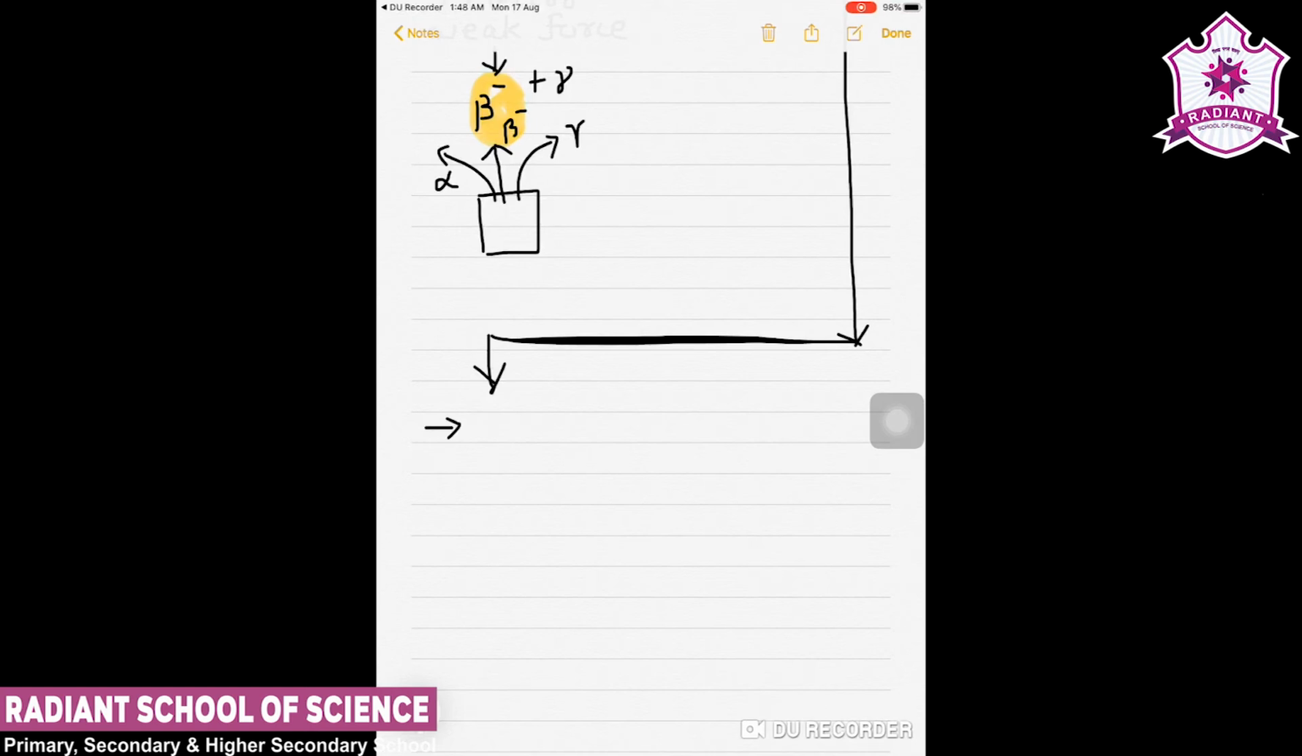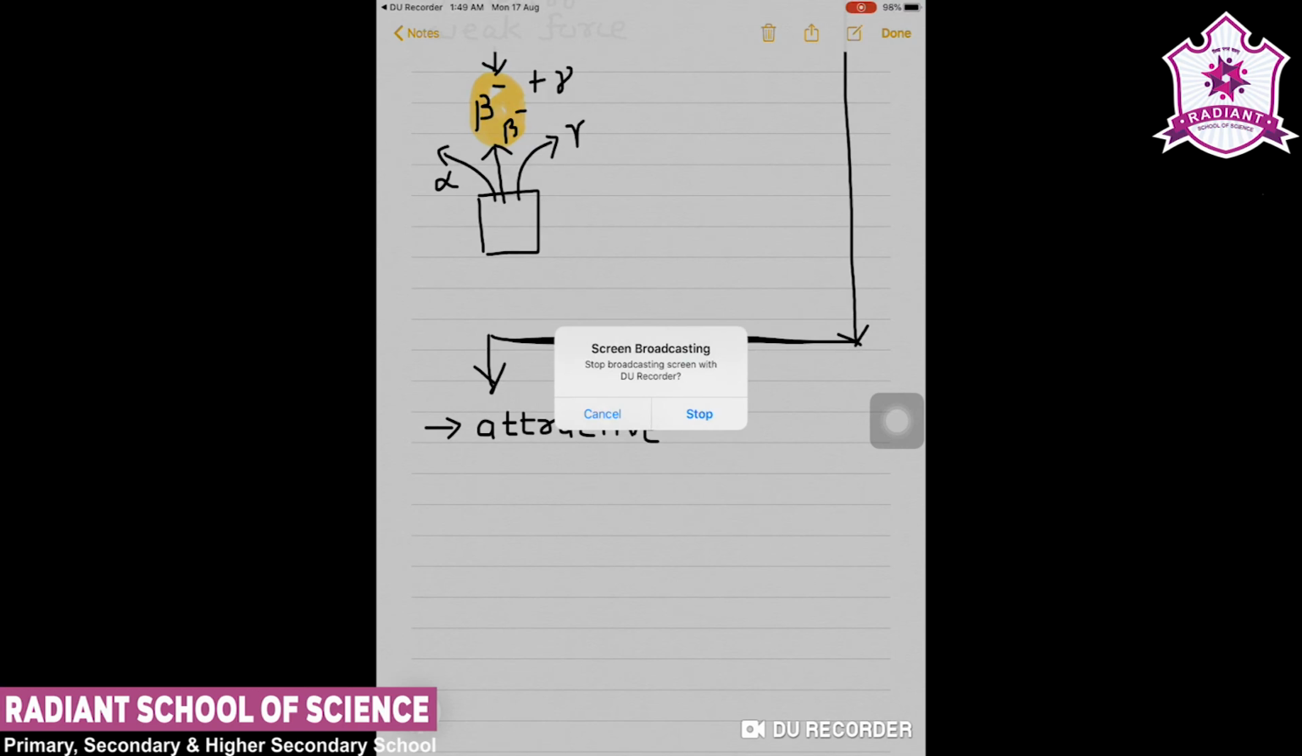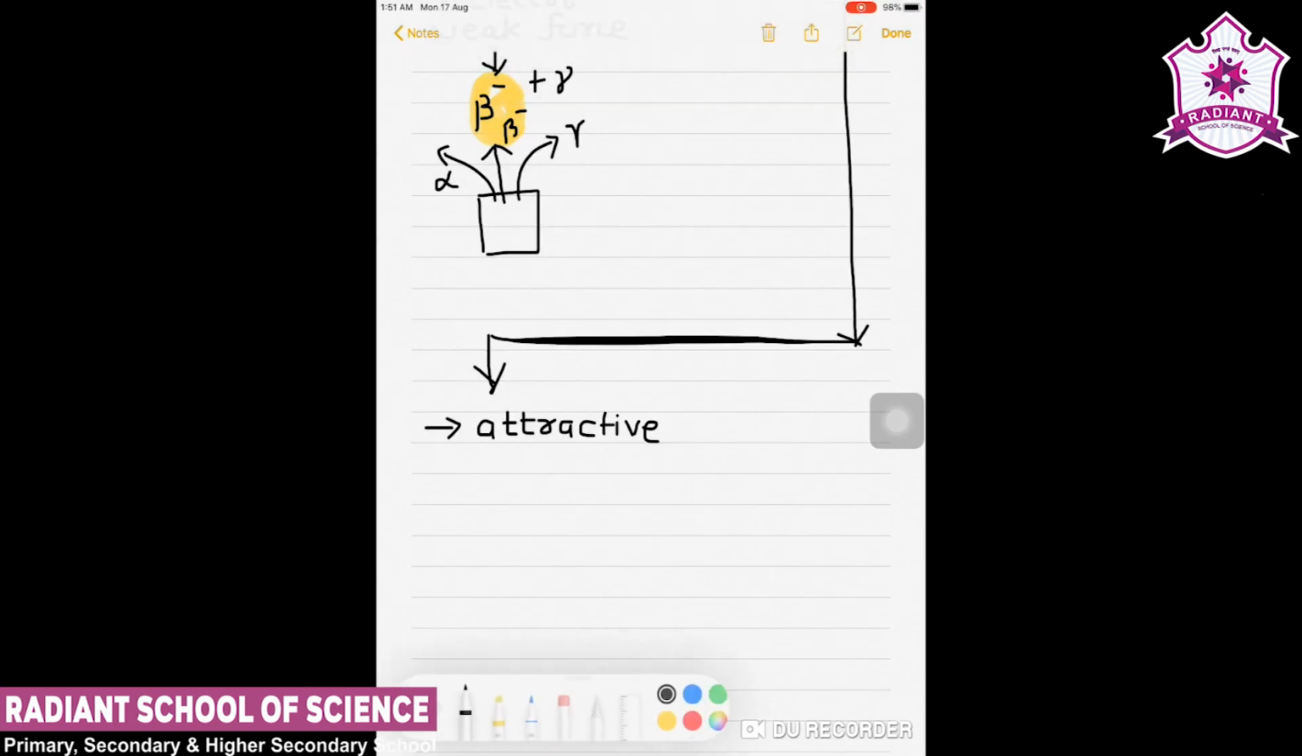So for any atom we must require a nucleus, and a nucleus can only be formed if a strong nuclear force is acting between them. So it is of attractive type, but it only comes into the picture when these fundamental particles are required to keep together. Comparing them, the comparison between them is given in a particular manner.